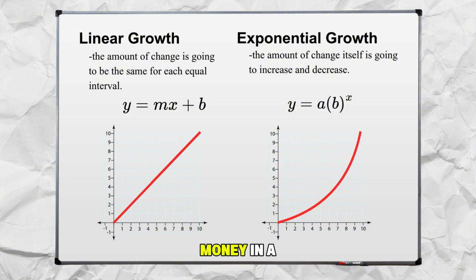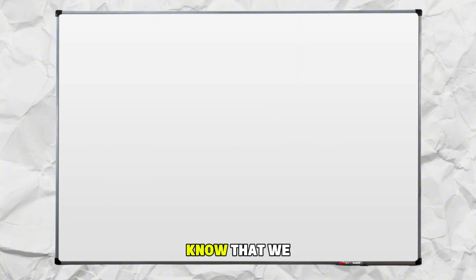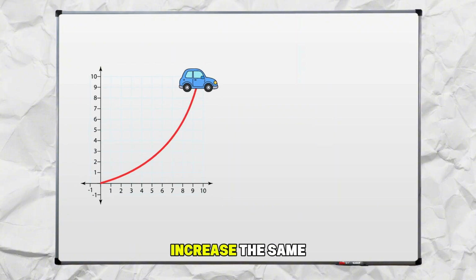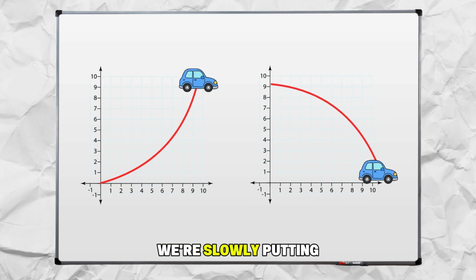For example, money in a savings account with compound interest would be a good example of exponential growth. We can also take a look at driving. We know that when we put our foot on the gas, our speed is going to increase over time. The same way, if we slow down, our speed would decrease. But let's say we're slowly putting a little bit more pressure on that pedal over time. That's going to form our exponential graphs.